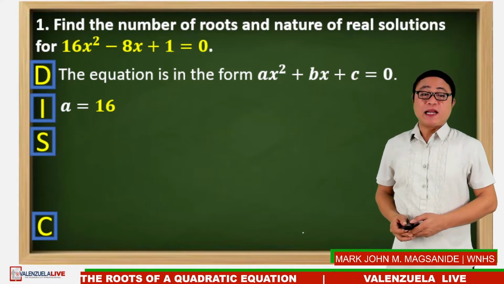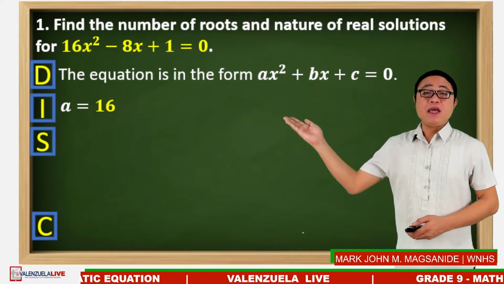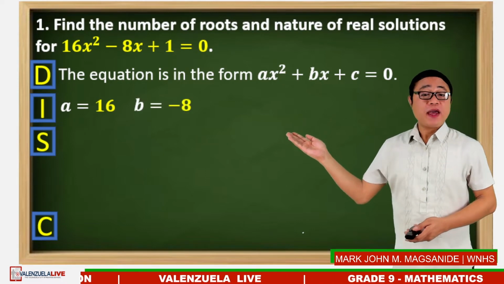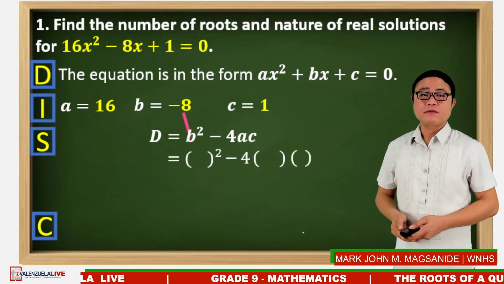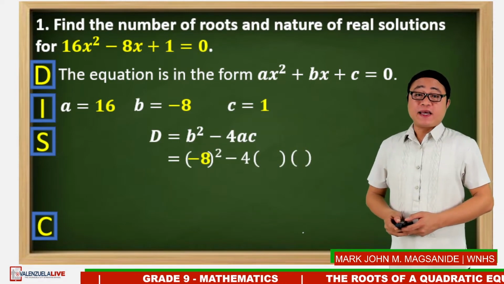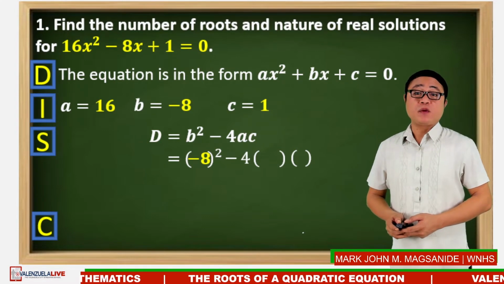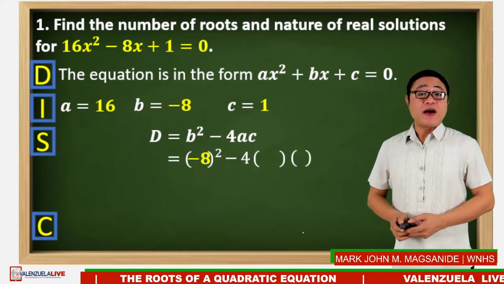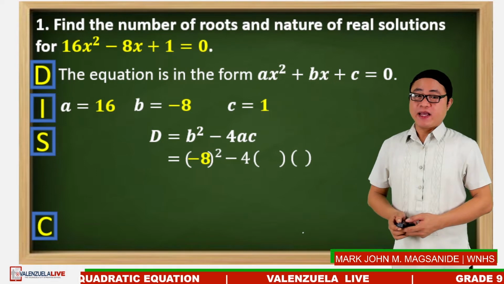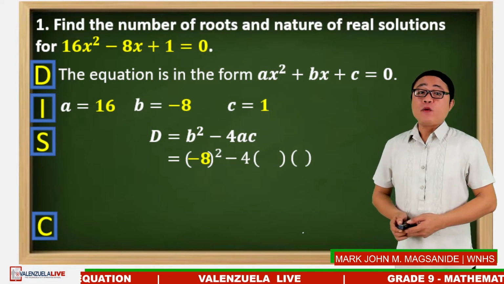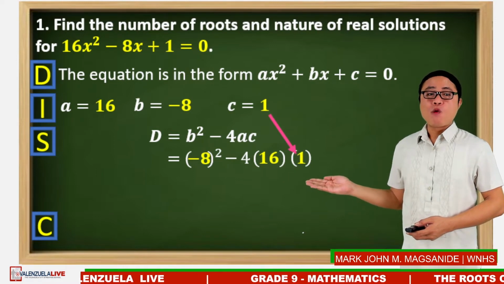From the given quadratic equation in standard form, a is equal to 16, b is equal to negative 8, and c is equal to 1. Third step is S. Solve for the value of the discriminant. Using D is equal to b squared minus 4ac, fill in the values of b, a, and c. For b, we have negative 8. For a, we have 16. And for c, we have 1.